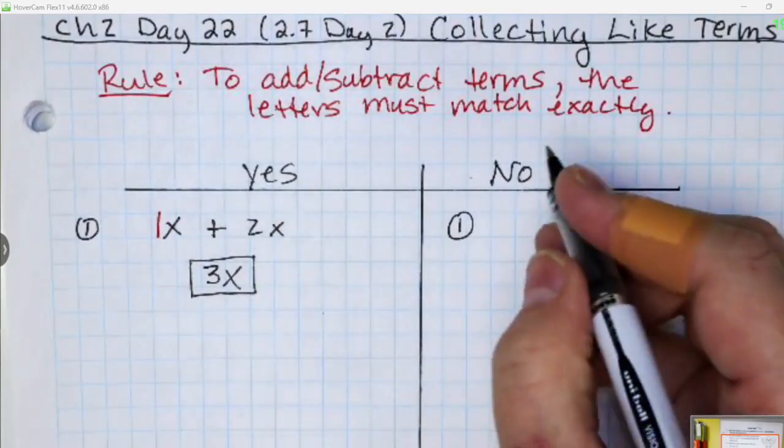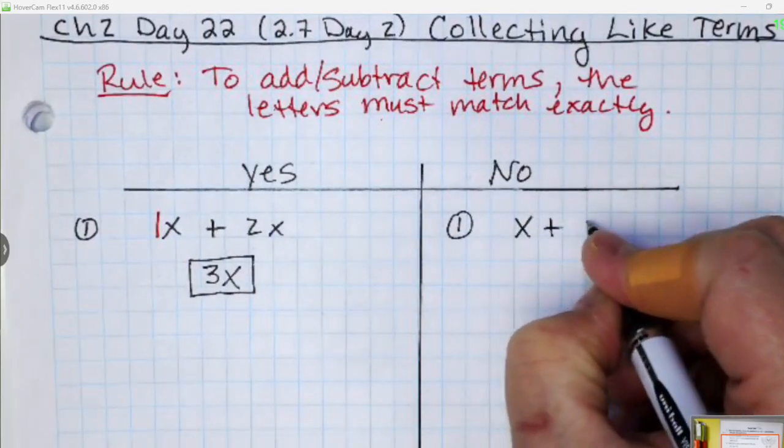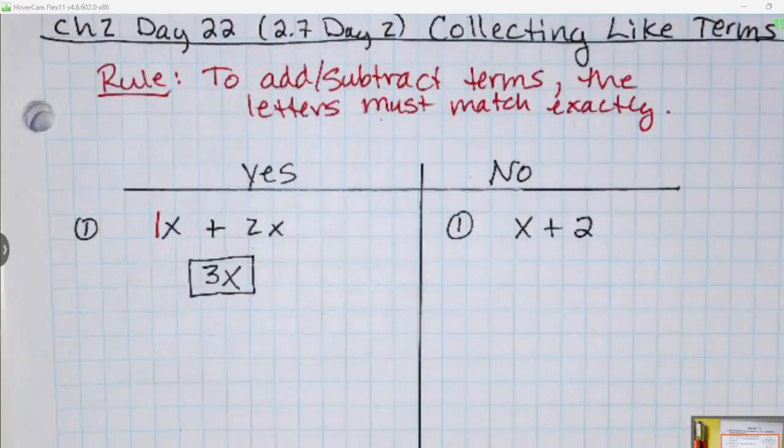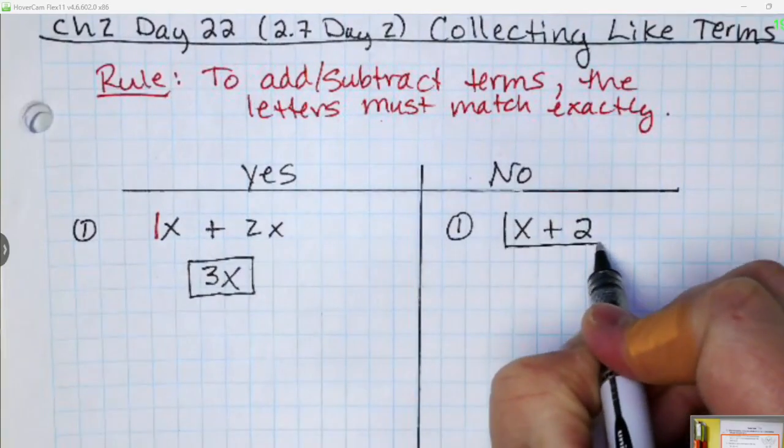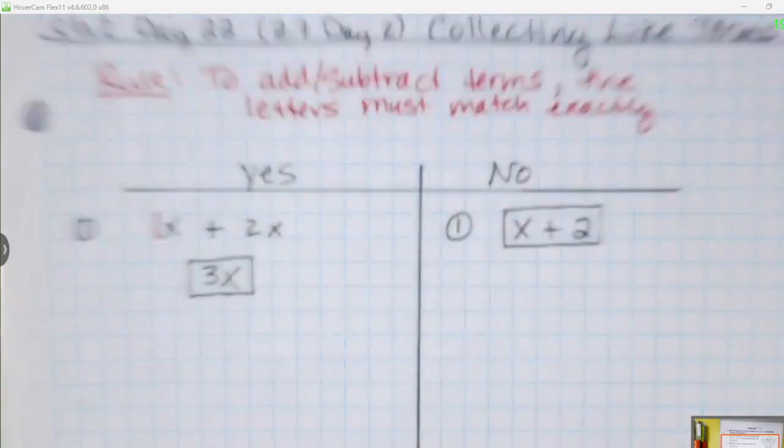All right, in the no column, x plus 2. You cannot add these together because one of them is an x term, the other is a number term, so you would be done. That would be it.